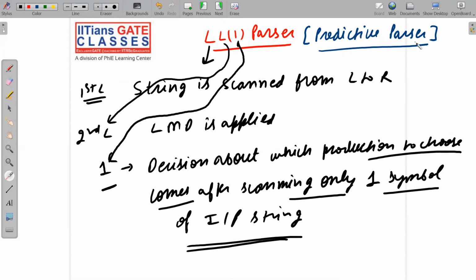You can think like this also. These questions have come many times. First L means the string is scanned from left to right. Second L means leftmost derivation is applied. One means the decision about which production to choose comes after scanning only one symbol of the input string. So just after reading one symbol, you are able to decide which production to choose. Hence, it is known as predictive parser. Please note it down, and I will jump to the next slide.